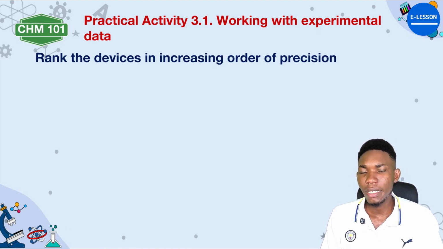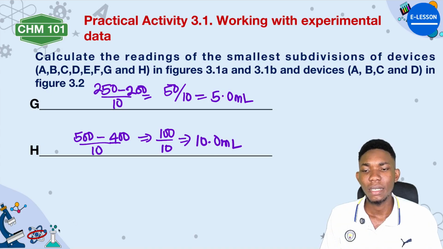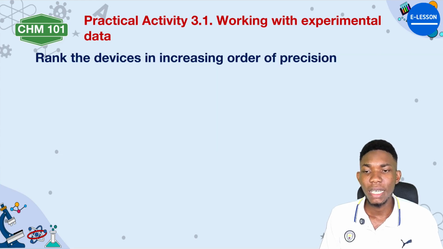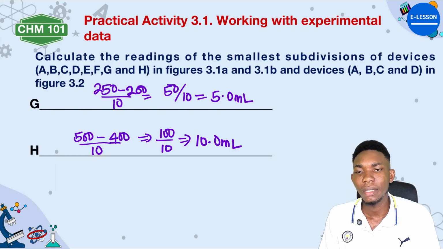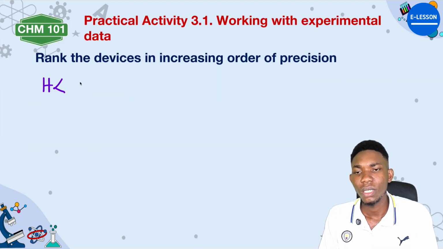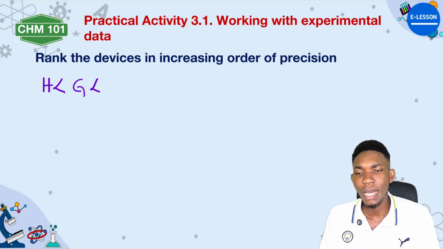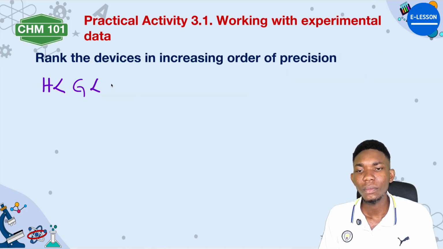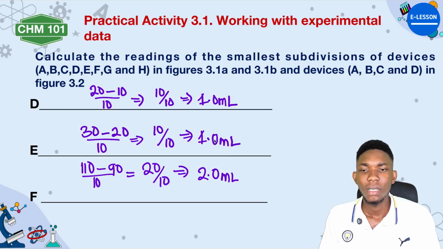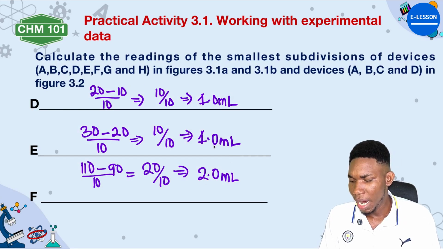Now, the higher this value, the less precise it is. The lower this value here, the value of the smallest subdivision, the more precise it is. So my dear student, if you can see, H is higher, so H is less precise than the other one, which is G. G is about 5, which is less precise than F, which is less precise than, of course, E. Are you getting it?